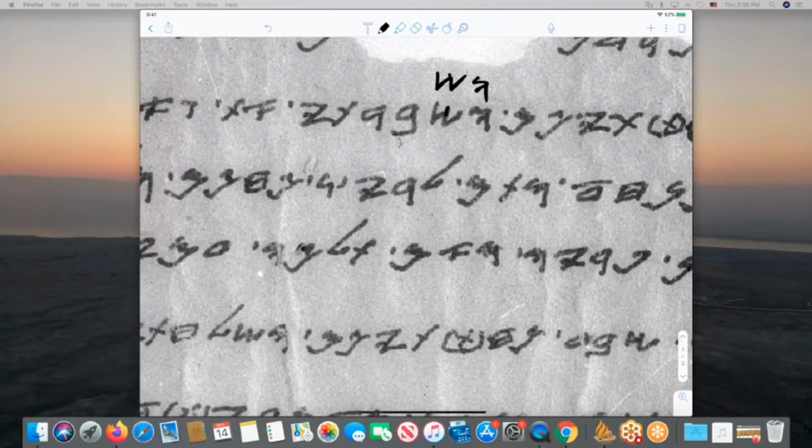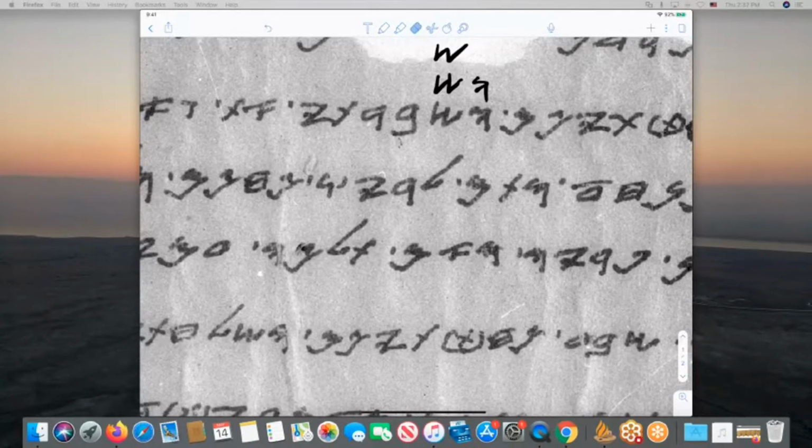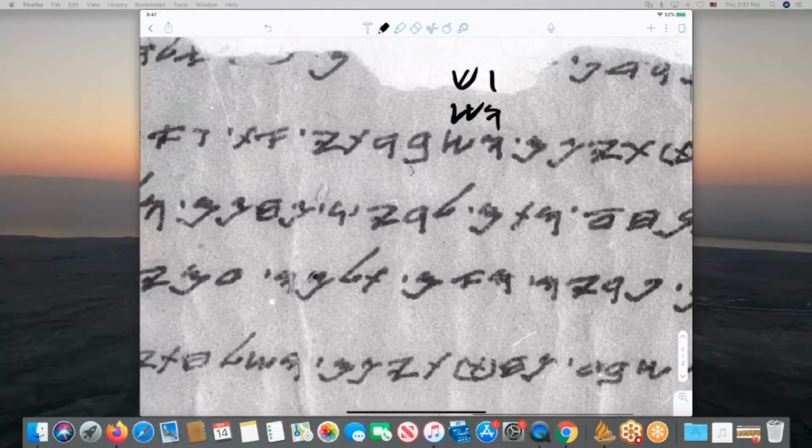If you see this little edge here, it's almost like they made two wedge shapes, like a V and then another V. I think out of laziness, sometimes I just do a W, but I think technically he lifts the pen. I think it's two motions like that. So in any event, like that, that's a shin. So we have a Vav and then a shin. I'll write the Aramaic script above that.